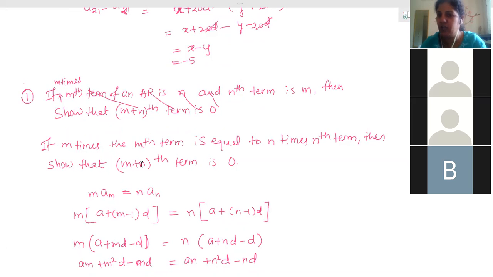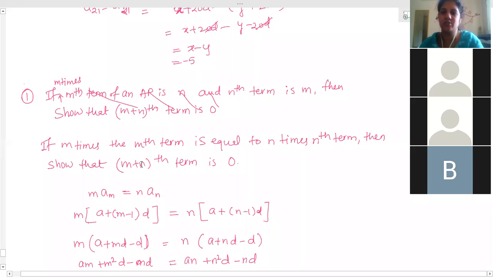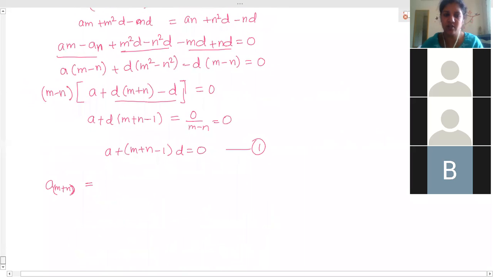M plus nth term is represented by a m plus n. There is no multiplication or addition. You should not solve that with the linear equation method. So that is the m plus nth term. That means n is m plus n. When you are writing the formula as an is equal to a plus n minus 1 into d, n is the position. So what is the position?